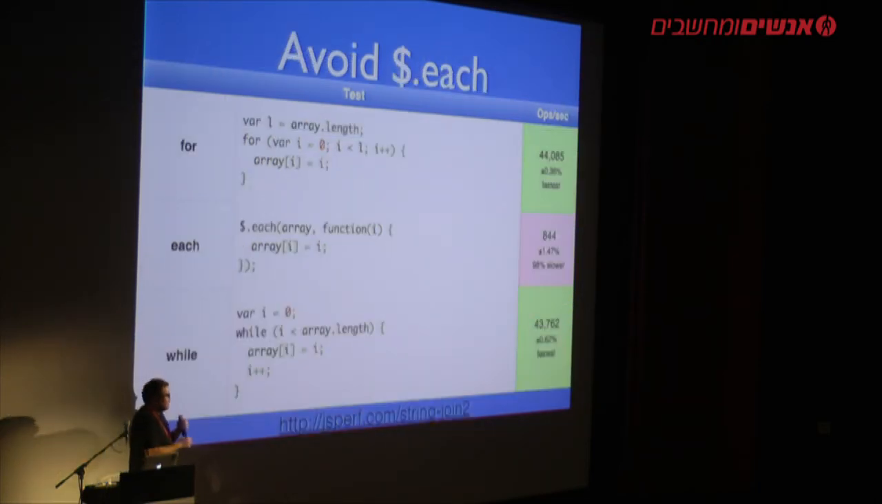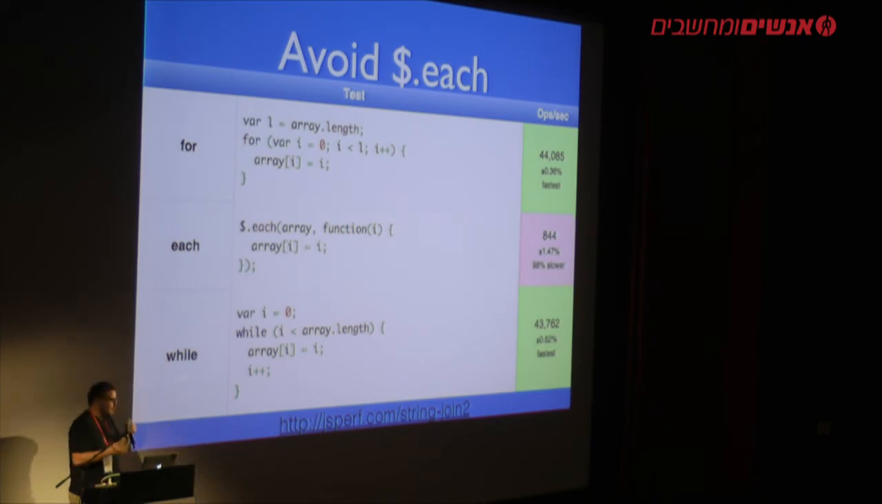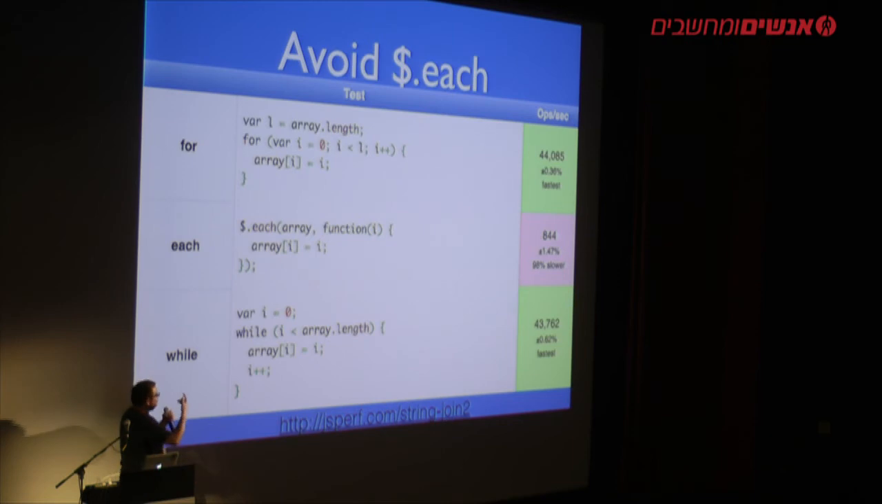And I know everybody loves each. It's kind of groovy, but it is slow as hell. So you have the for loop and the while loop, which are built into JavaScript. So use while or for. That will be better for your JavaScript.